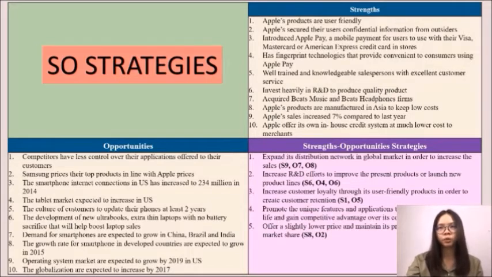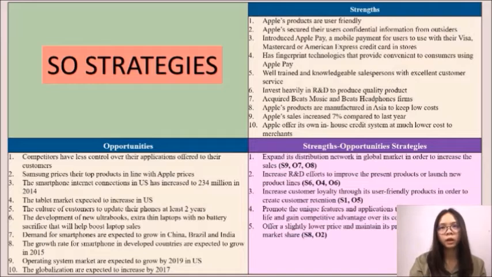Firstly, we recommend Apple to expand its distribution network in the global market in order to increase sales, by referring to S9, O7, O8. Since there is an increase in sales as a strength, and also an increase in demand and growth rate for the smartphone market. Secondly, we recommend Apple to increase its R&D effort to improve the present products or launch a new product line, by referring to S6, O4, O6. Since Apple has invested heavily in R&D to produce quality products, and there is an increased market for tablets as well as ultrabooks, we recommend these strategies to Apple.